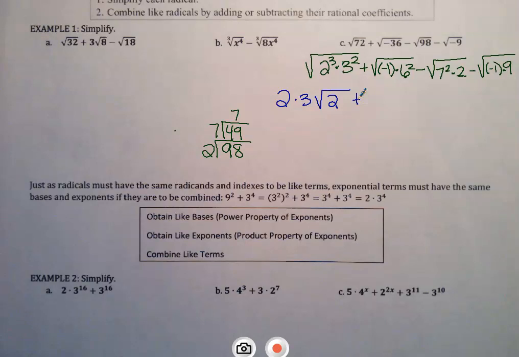All right. Plus the square root of negative 1. What's the square root of a negative 1? i. Yes. What's the square root of 6 squared? 6. So this is 6i. What can we take out of the square root of 7 squared times 2? 7. Anything under the radical? 2. And then on the next one we have minus. What's the square root of 9? 3. And what's the square root of negative 1? i.